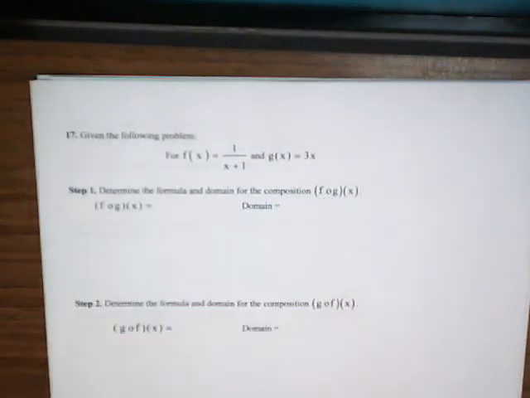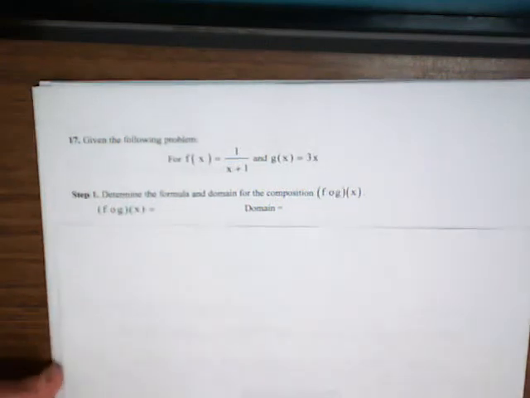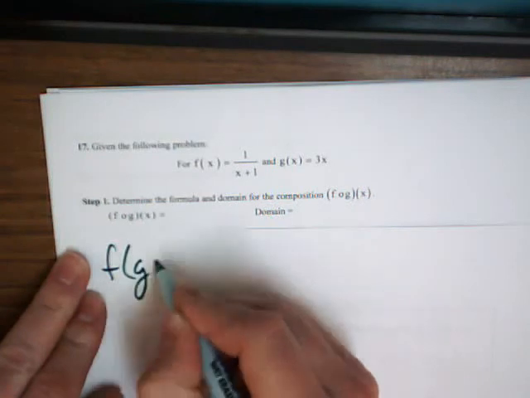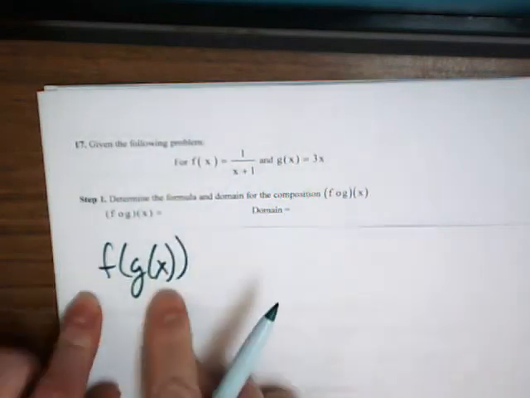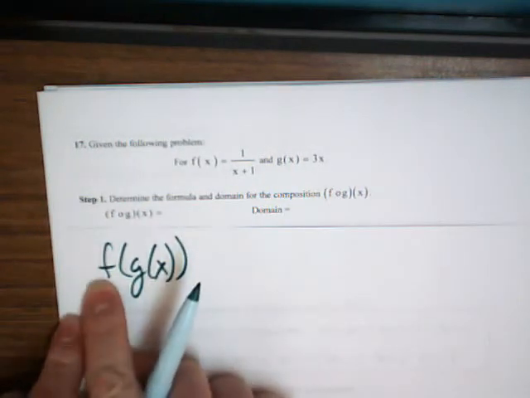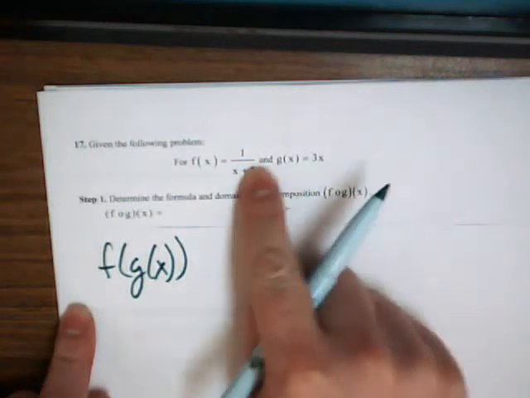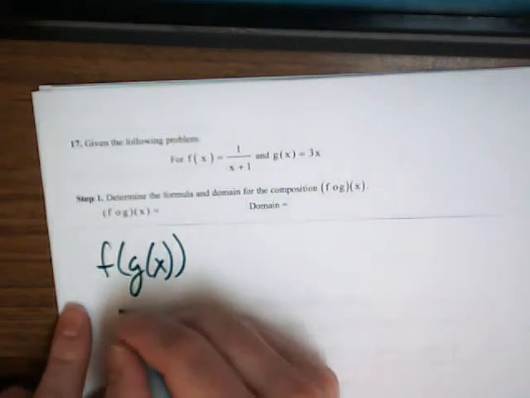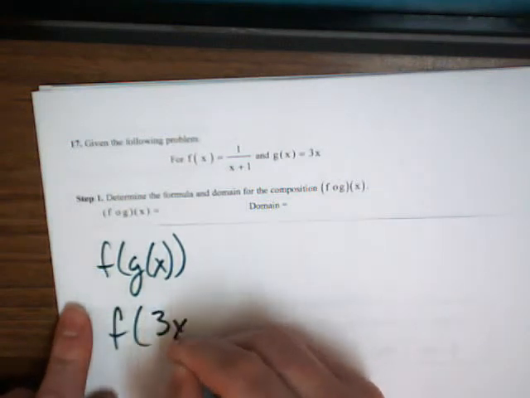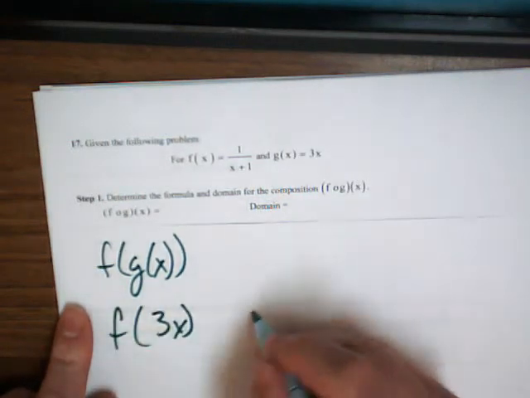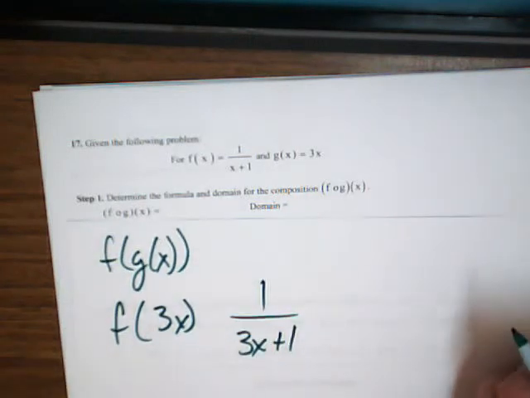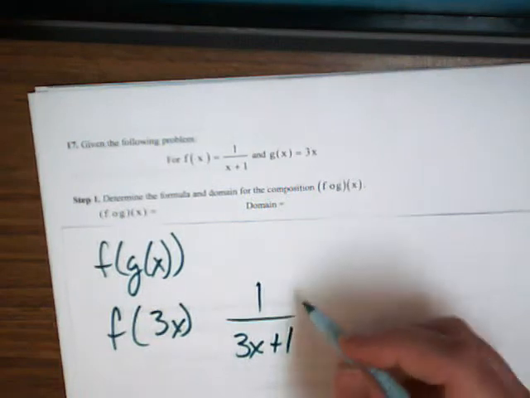Composition of f of g of x. F composed of g of x means f of g of x. So it means you take g of x and plug it into f of x. So we'll take g of x and plug it into f of x: 1 over 3x plus 1. That's the formula for it.